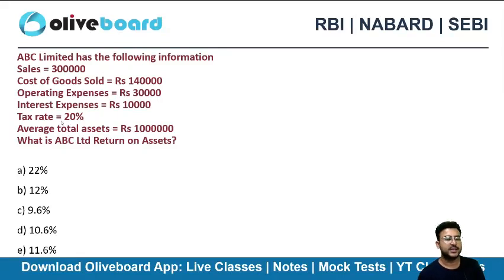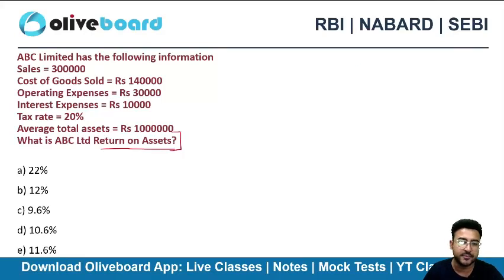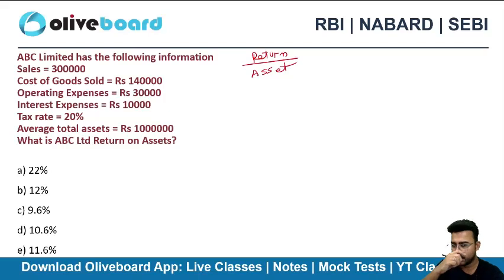Now in the next question, what we need to do is calculate the return on asset. If you don't remember the formula, we can easily ascertain it even if you don't know it. Return on asset, that means the return is on asset. That's the formula, right? Now, what is the meaning of return here? The meaning of return here is nothing but profit after tax divided by my assets.